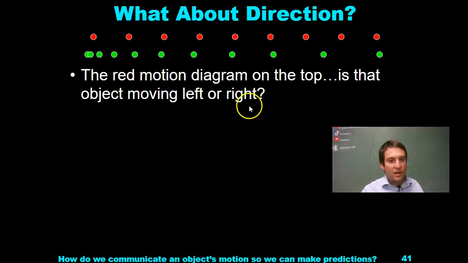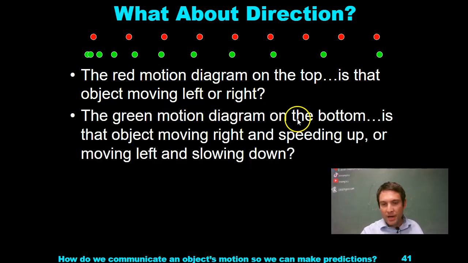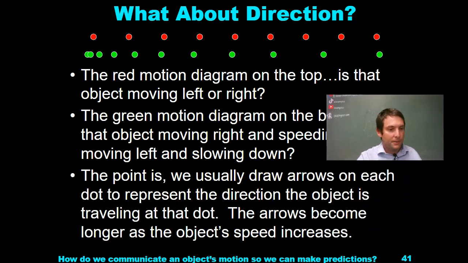The red motion diagram is on top. Is that moving object going left or right? Tough to say, right? The green motion diagram on the bottom, is that object moving right and speeding up, or is it moving left and slowing down? We can't really tell, so we need to make it apparent.